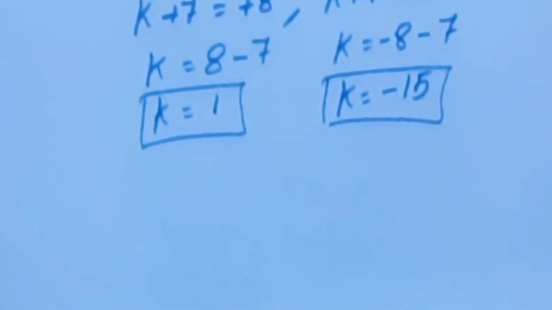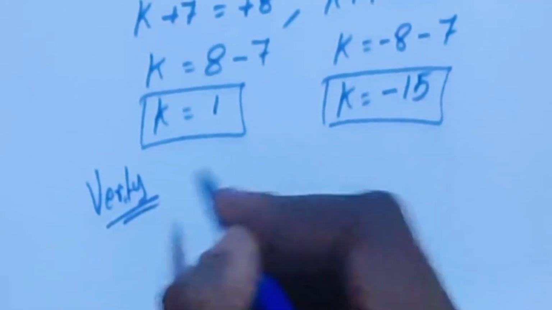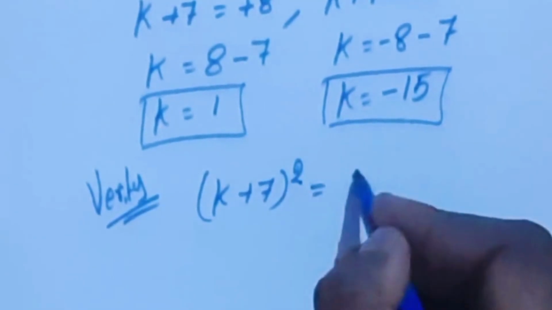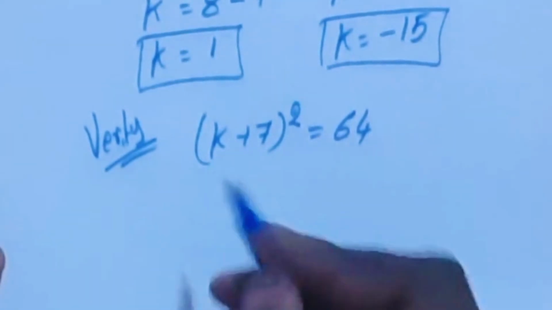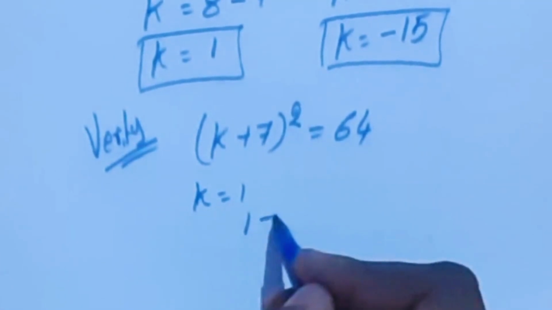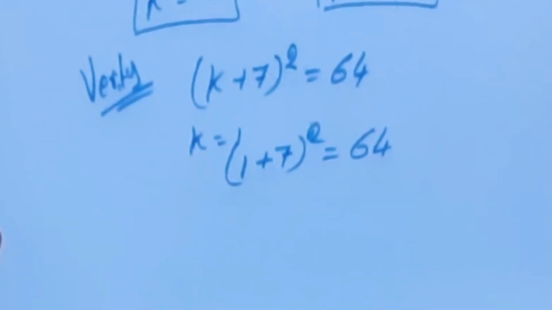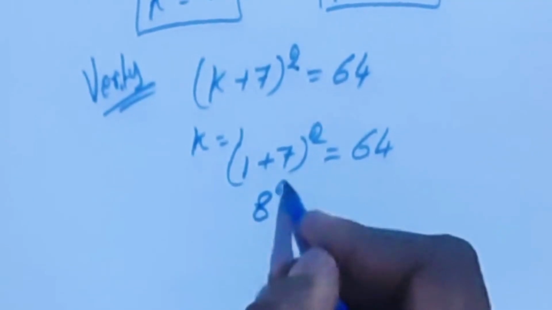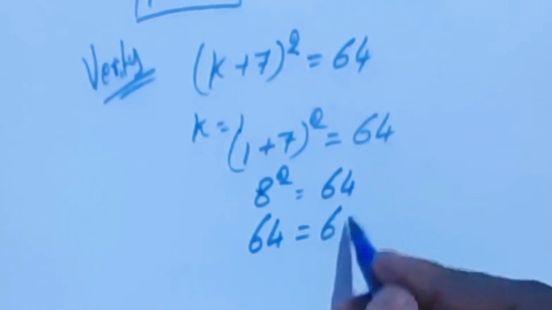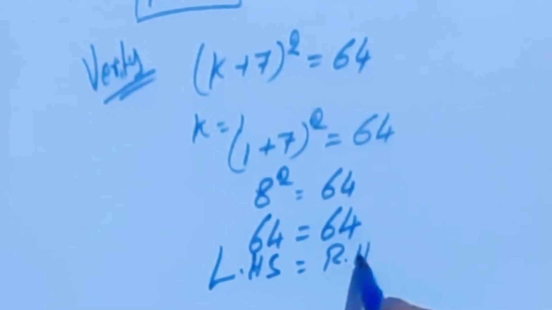Now we are going to verify these two answers with the equation (k + 7)^2 = 64. Applying k = 1 here: (1 + 7)^2 = 64. Here 1 + 7 is 8, and 8^2 equals 64. Here 64 equals 64, so LHS equals RHS.